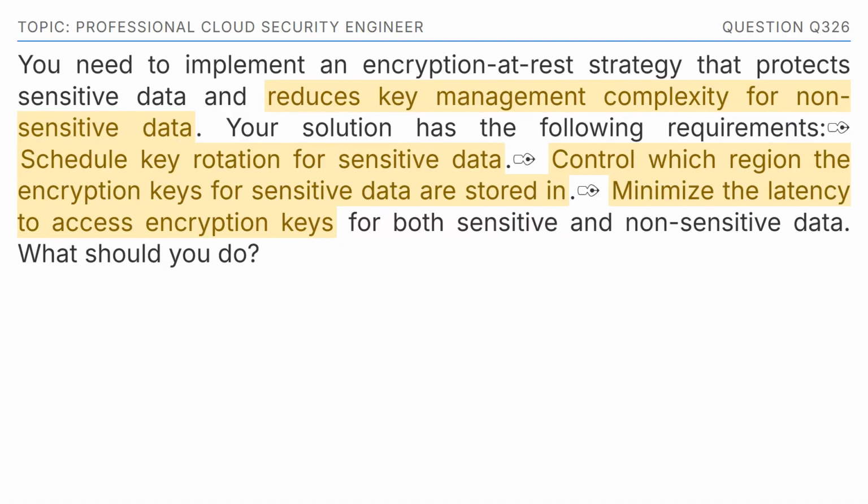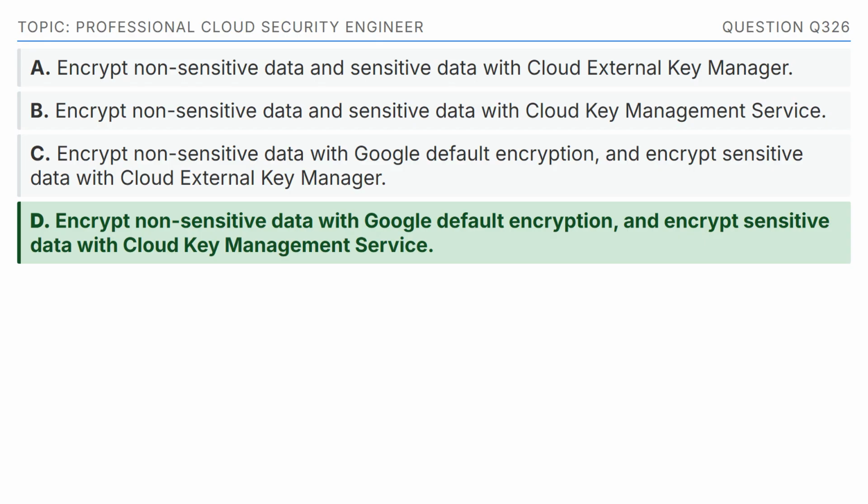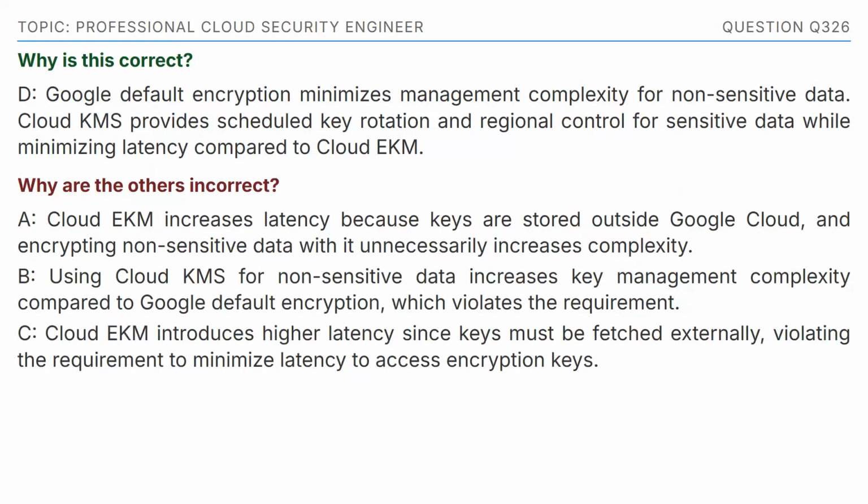To arrive at the correct answer, we focus on the keywords: reduces key management complexity for non-sensitive data, schedule key rotation for sensitive data, control which region the encryption keys for sensitive data are stored in, minimize the latency to access encryption keys. The correct answer is option D, encrypt non-sensitive data with Google Default Encryption, and encrypt sensitive data with Cloud Key Management Service. Why is this correct? D. Google Default Encryption minimizes management complexity for non-sensitive data. Cloud KMS provides scheduled key rotation and regional control for sensitive data while minimizing latency compared to Cloud EKM.